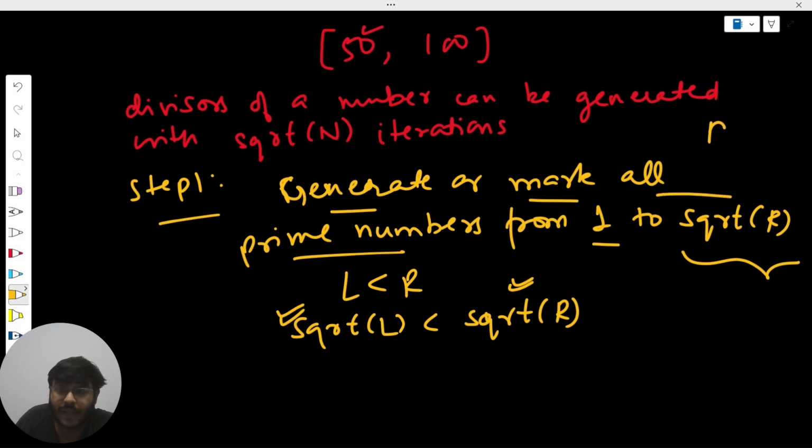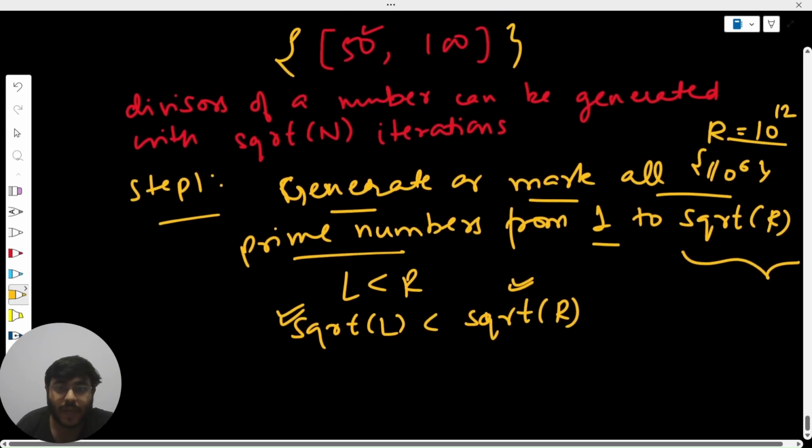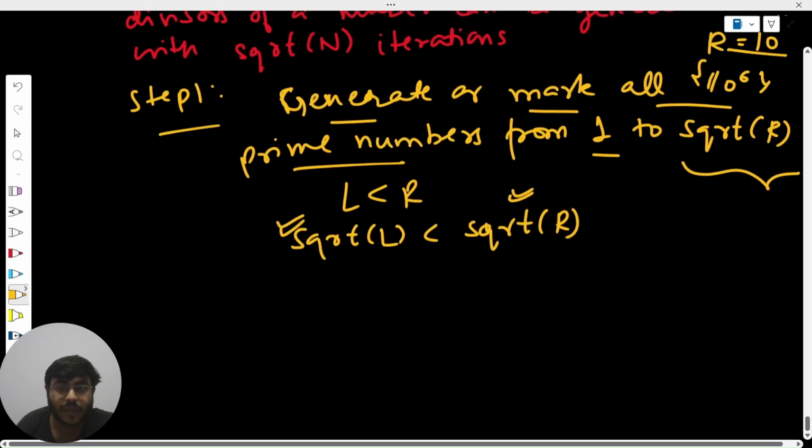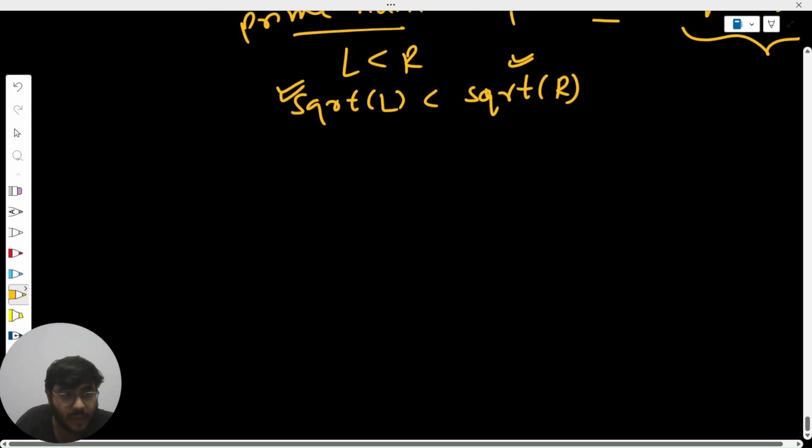Why? As we know that R can go up to 10 to the power of 12. This means sqrt R can go up to 10 to the power of 6. This means that we can easily make an array of size 10 to the power of 6. So first, we need to calculate the prime numbers in this range, so we calculate all the primes from 1 to sqrt of R. Let's do that.